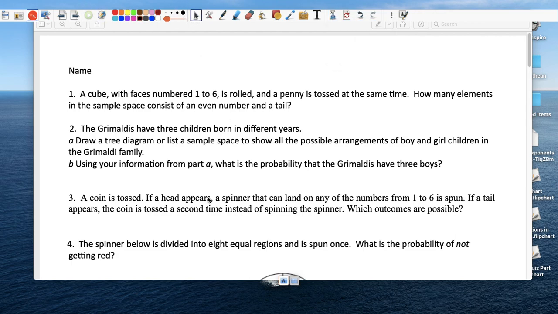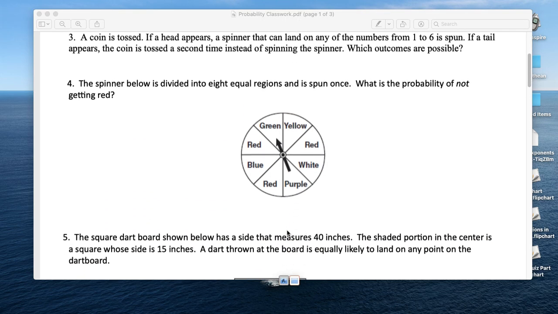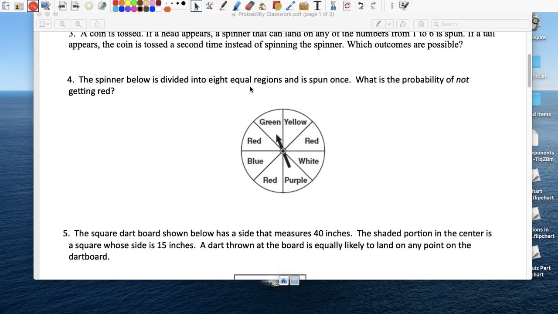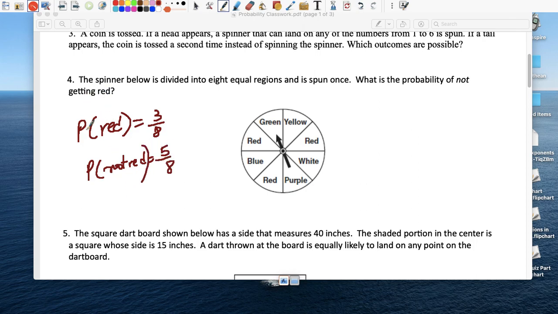Four, depending on how you see the problem, you can do it in two different ways. So what's the probability of not red? Well, let's find the probability of red. So the probability of red is 3 out of 5. What's the probability of not red? It would be the complement of 3/8, which would have been 5/8. You could have done it that way. Find the probability of actually getting red and then figuring out the complement, or just right off the bat.